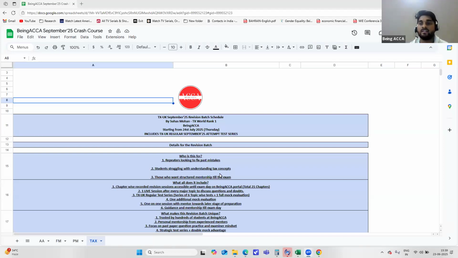And next, in this revision course, we will be providing a very structured mentorship till the date of your exam. We will ensure that we have one-on-one sessions with each and every student, and we will have a limited batch to ensure that each student gets a personalized mentorship, so that they are able to understand their mistakes and the concepts better, in order to help them clear their exam with a good score.